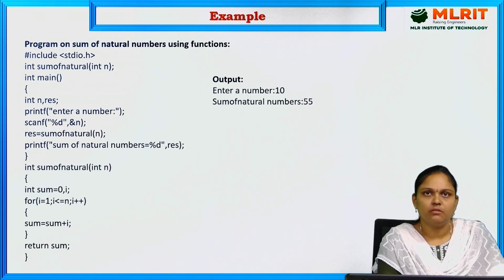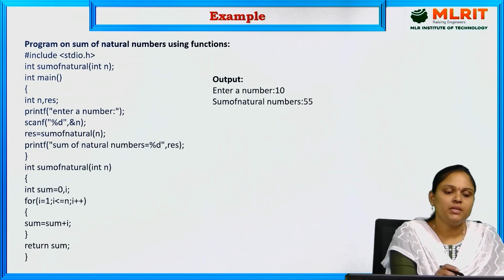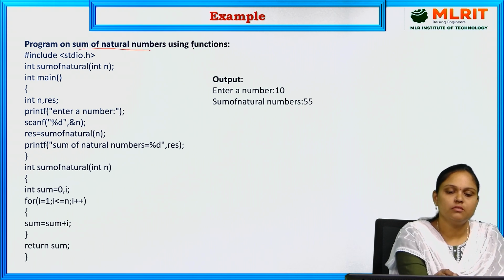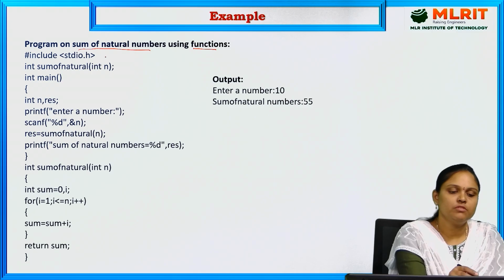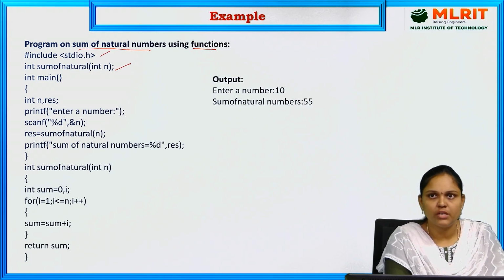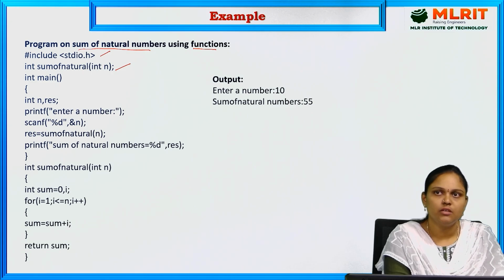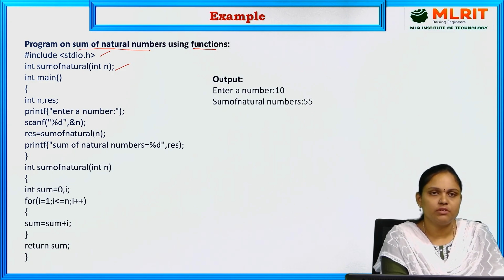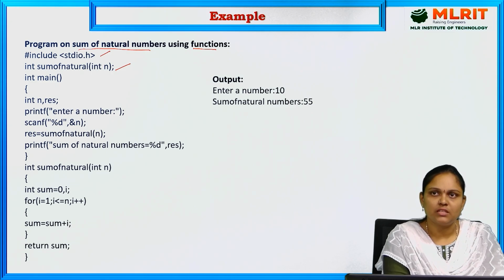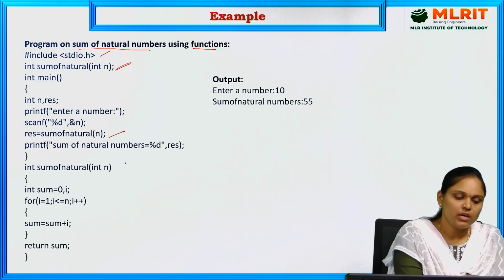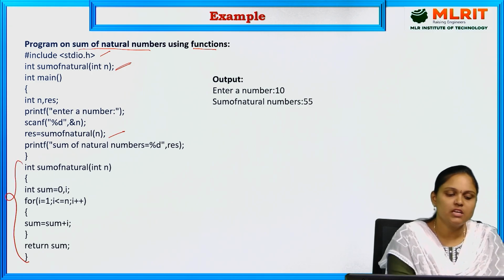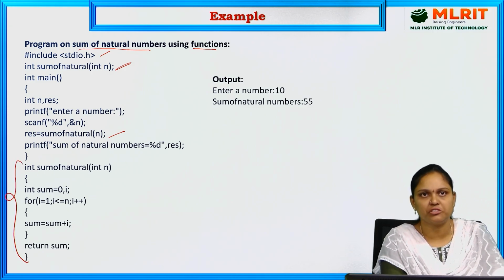Here is one example regarding the sum of natural numbers. We are finding the sum of natural numbers by using functions. So here, as usual, we are using the header file, and this is nothing but the function declaration. If you are dealing with functions, we need to use three things: function declaration, function definition and function call. So this is the function declaration, this is the function call, and this is the function definition, where we write the definition of the function.